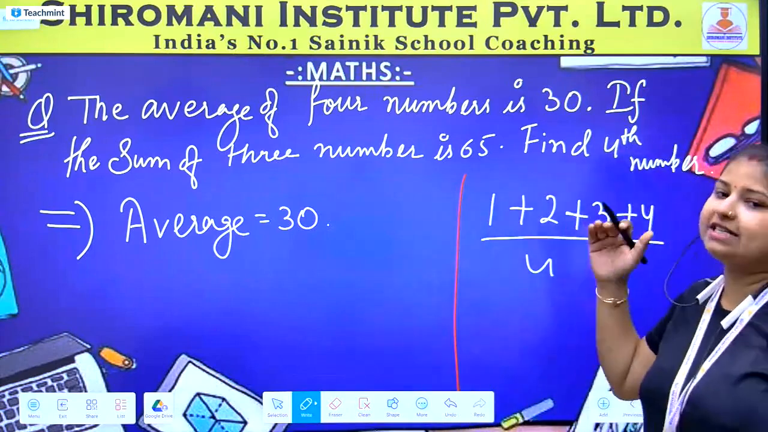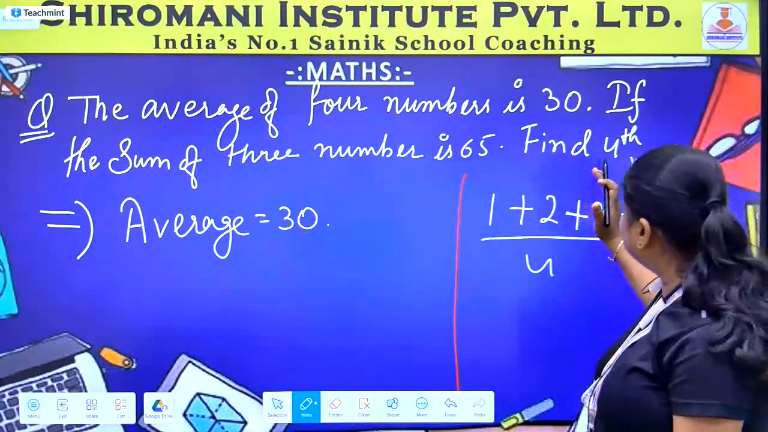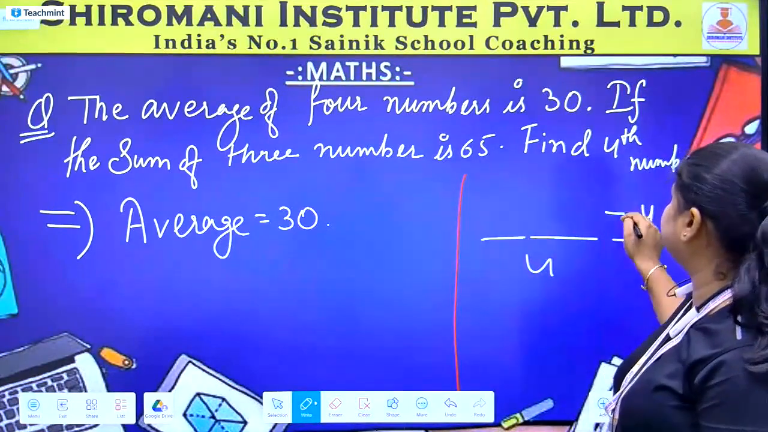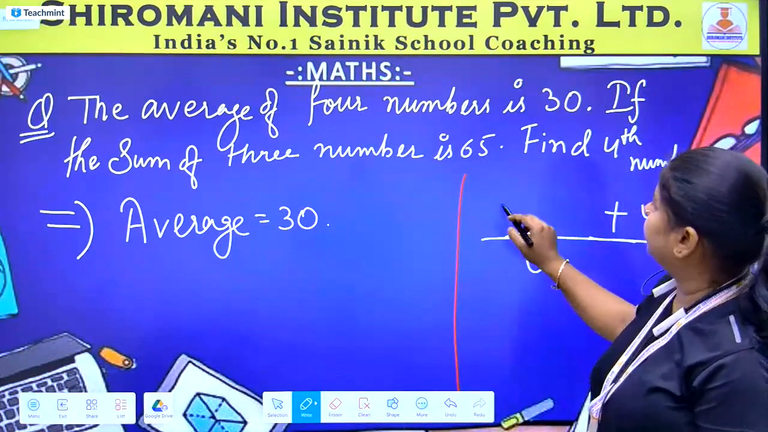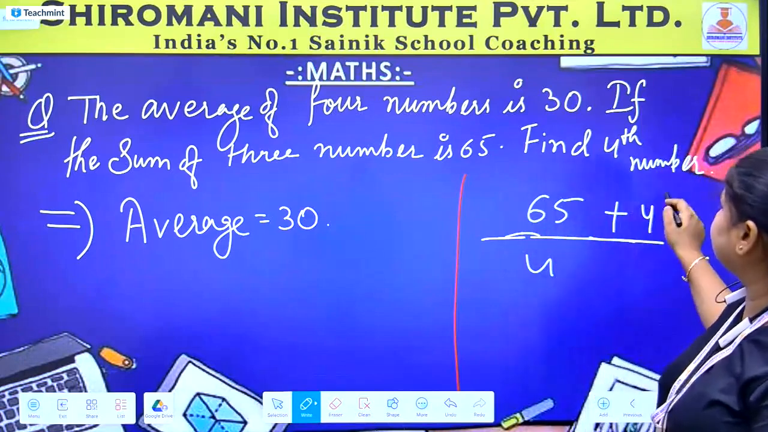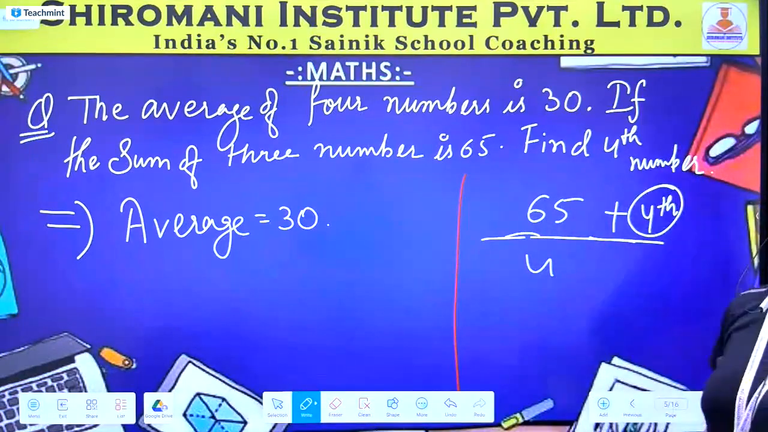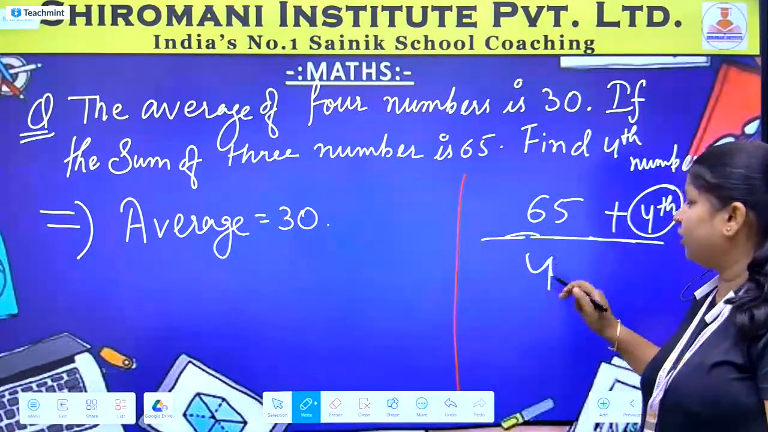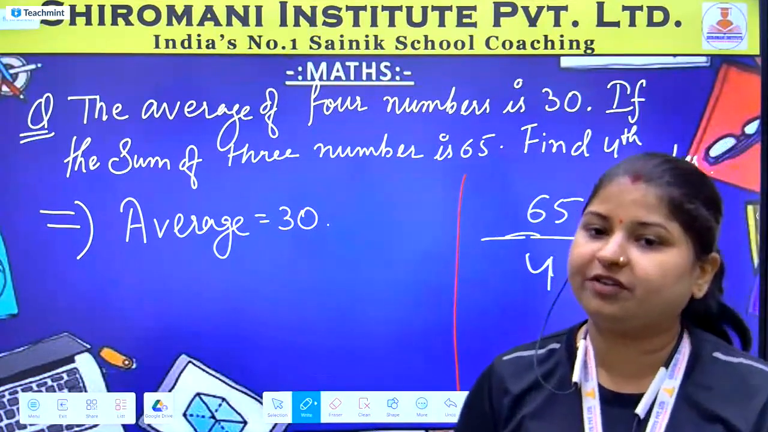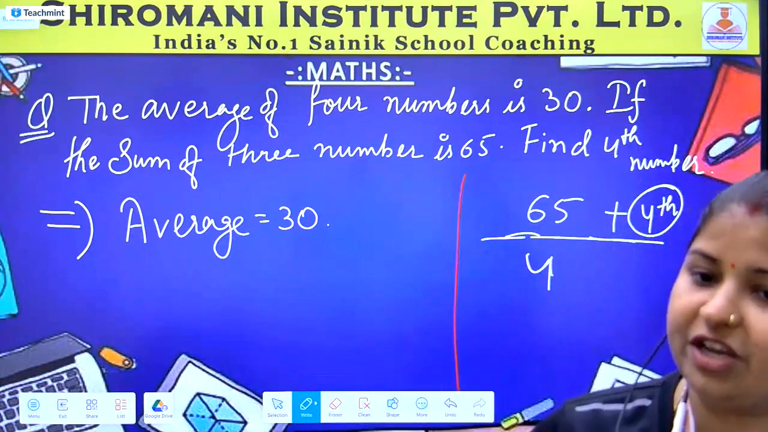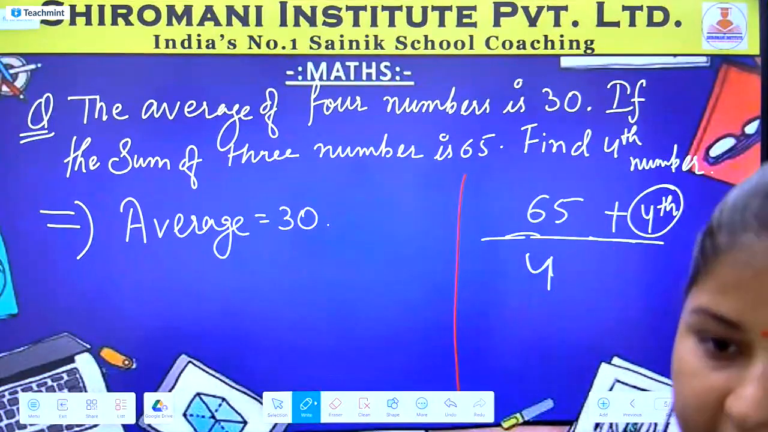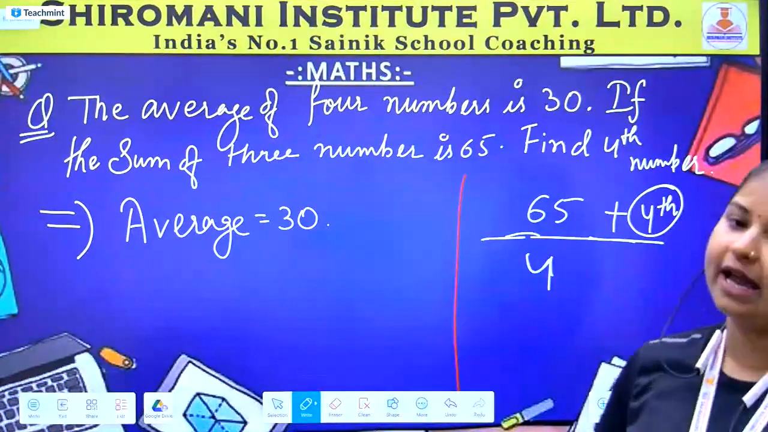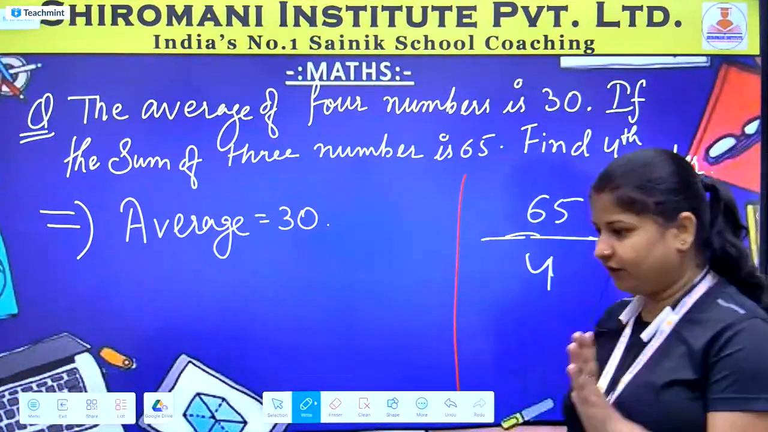But I don't know what the first, second, and third numbers are, but I know that the sum of the first, second, and third numbers is 65. And the fourth number I don't know. And upon 4, because the total number of observations is 4. Right? Now, how to calculate it? Always do remember.